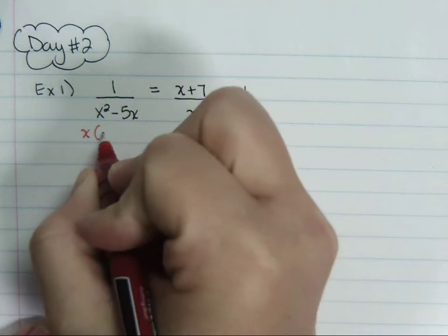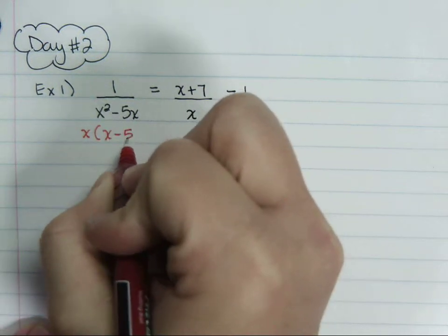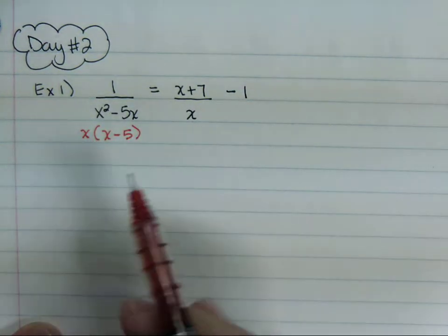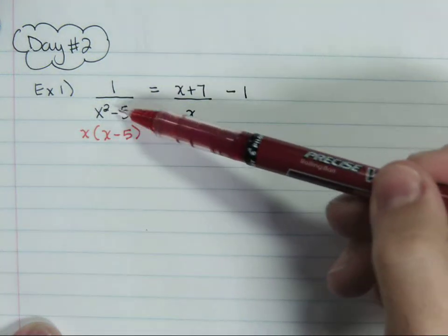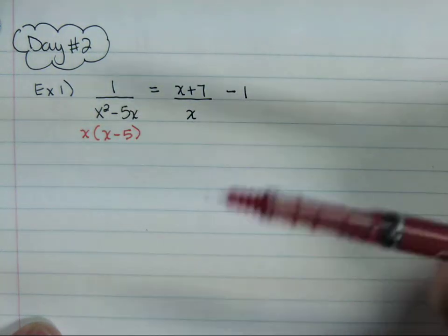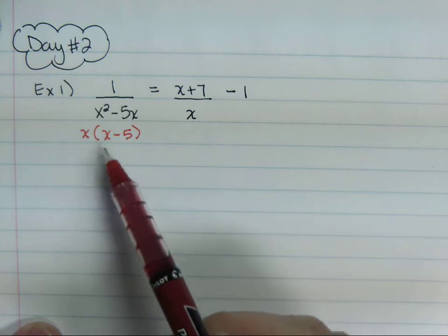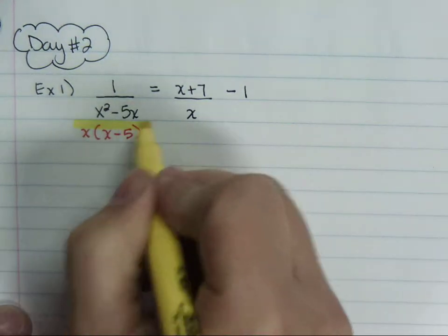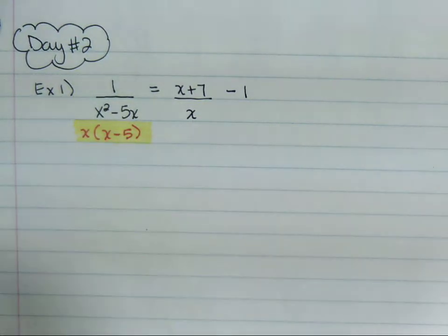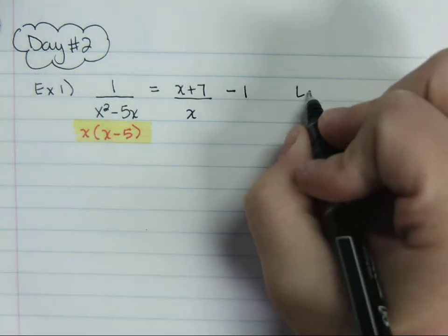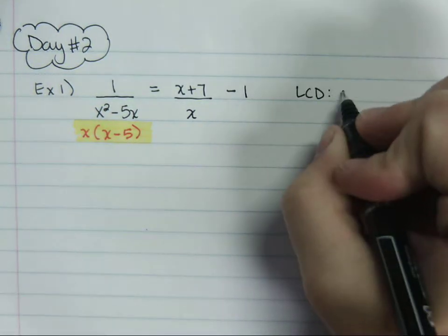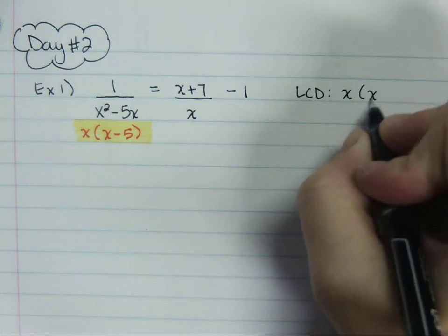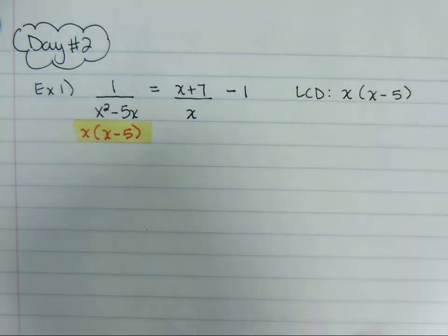And so this has a common factor of x. And so this denominator, instead of being x squared minus 5x, is really the product of a monomial x and a binomial x minus 5. And if I look at this denominator, which has the most factors, I need to make sure I have both factors in my LCD. So I need a factor of x and a factor of x minus 5.